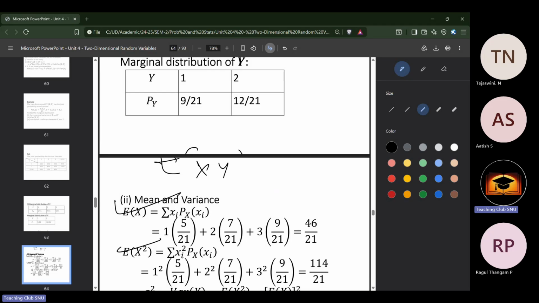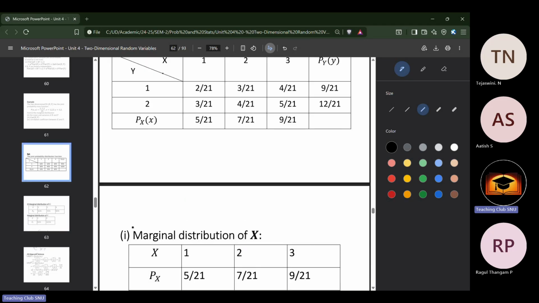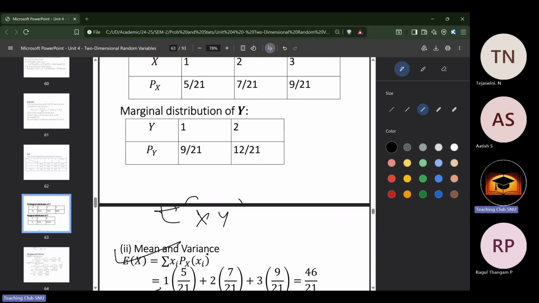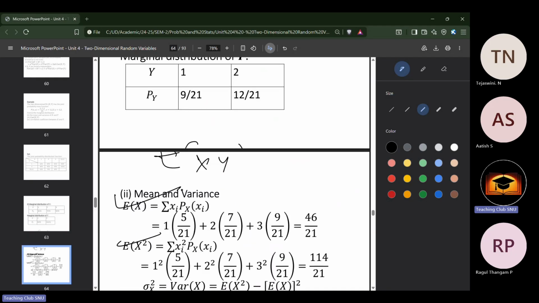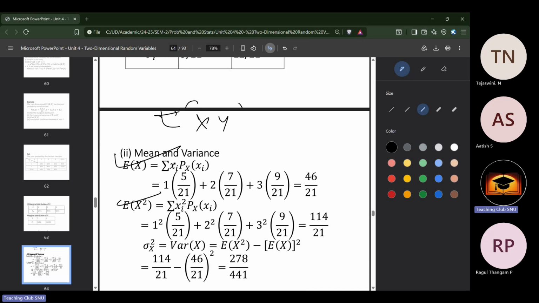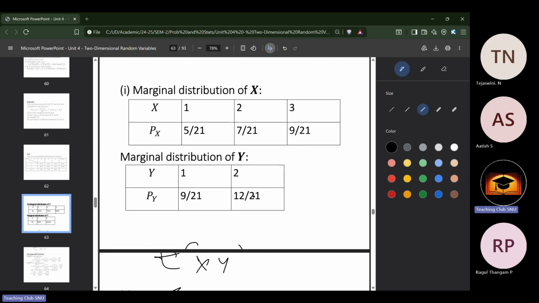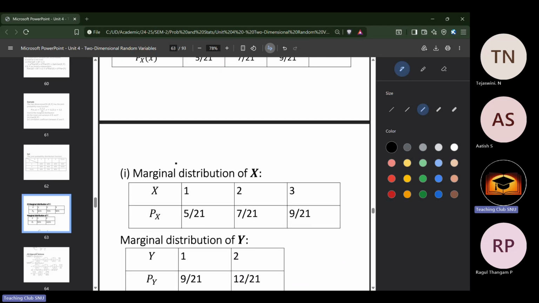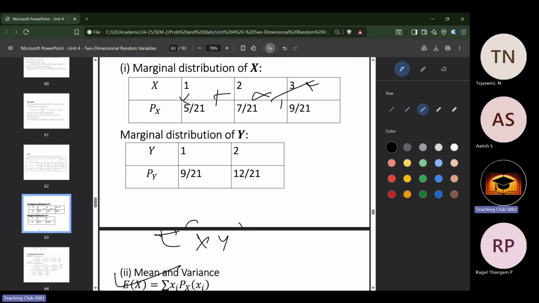E of X, how do you find it? Very simple. X into P of X, right? But what is P of X here? Should I take the joint one or the conditional one or the marginal one? Very simple. It is just P of X. One variable only is defined, and in that case, it is obviously marginal. So if X is 1, then P of X is this. If X is 2, then P of X is this. If X is 3, then P of X is this. So just multiply, multiply, multiply, add, add. That will give you this answer.